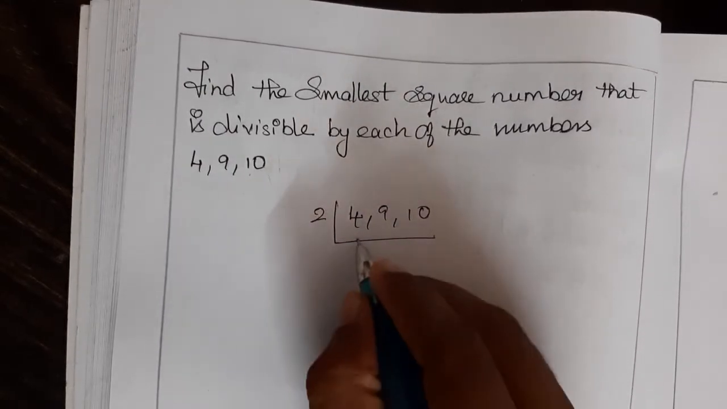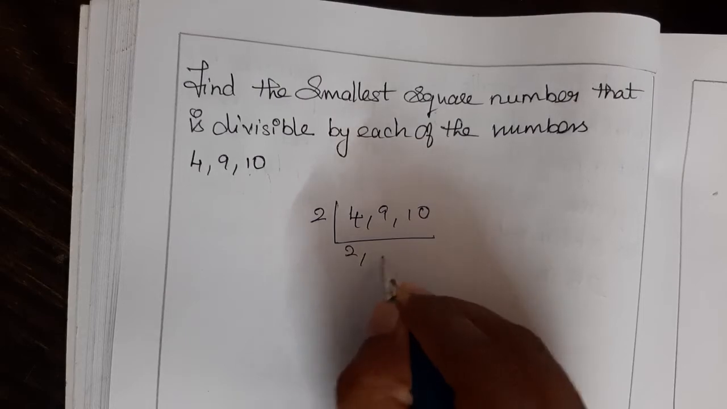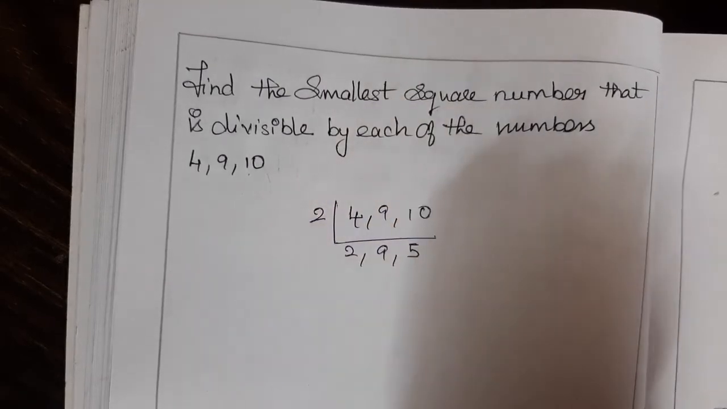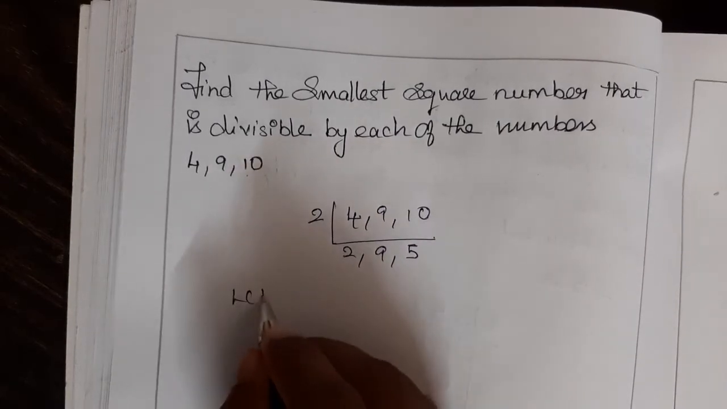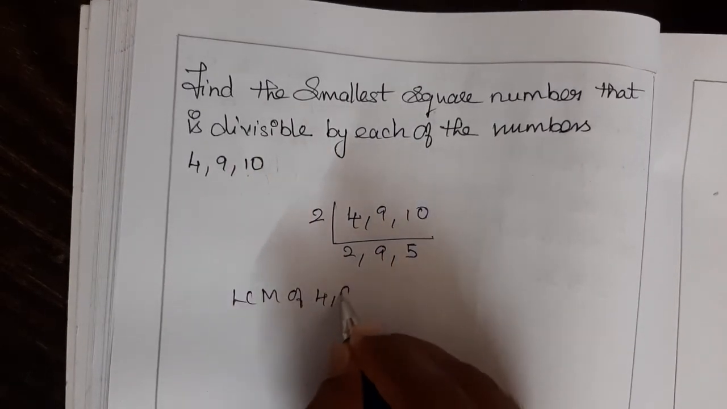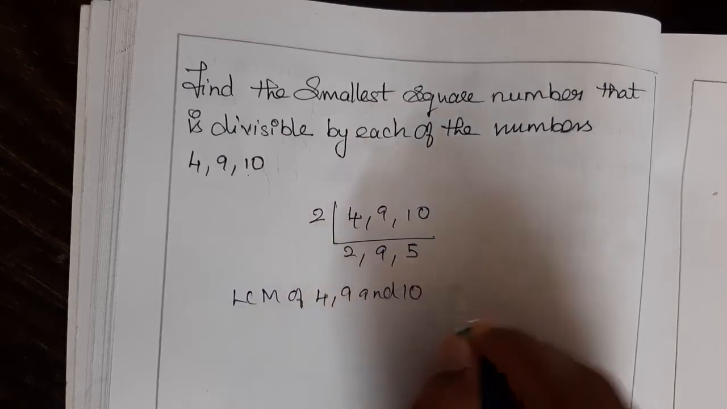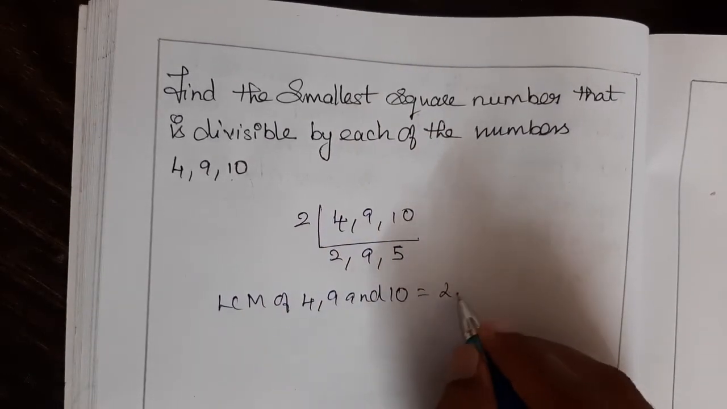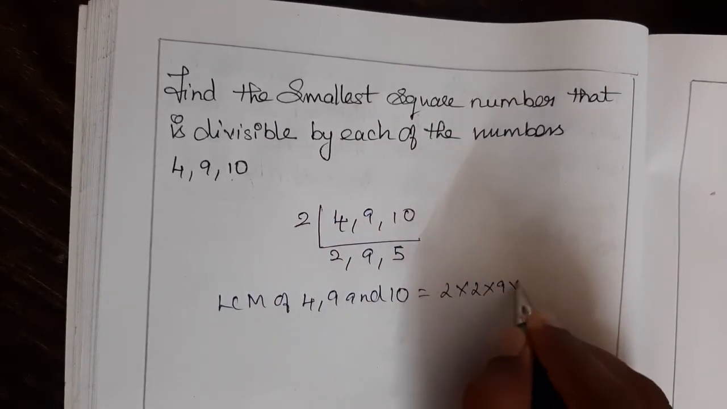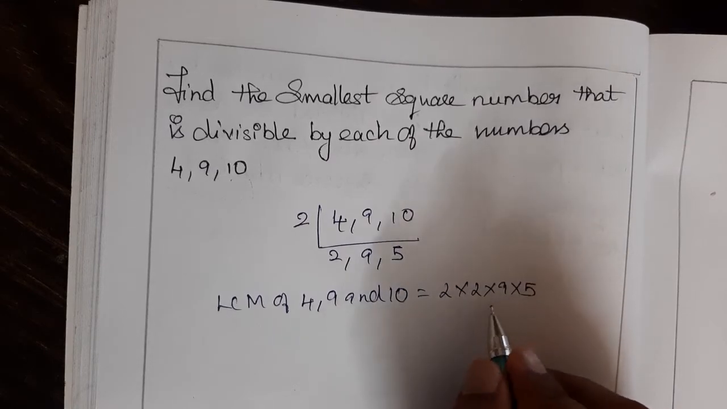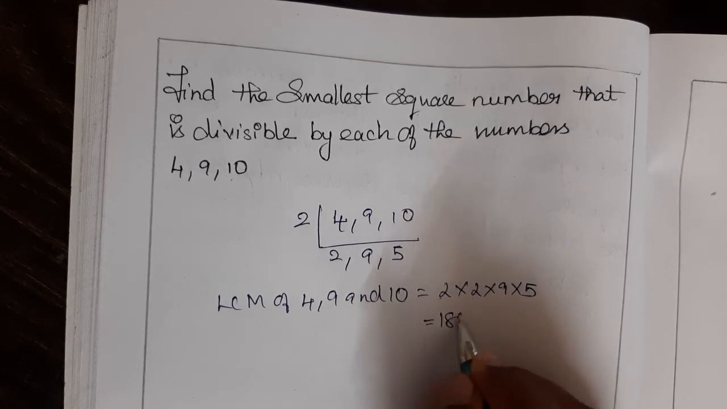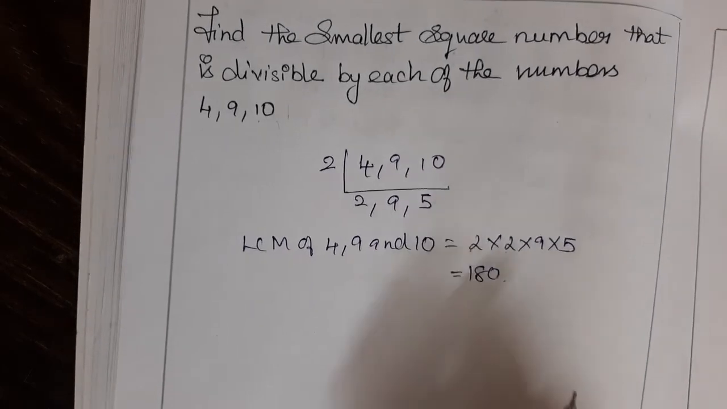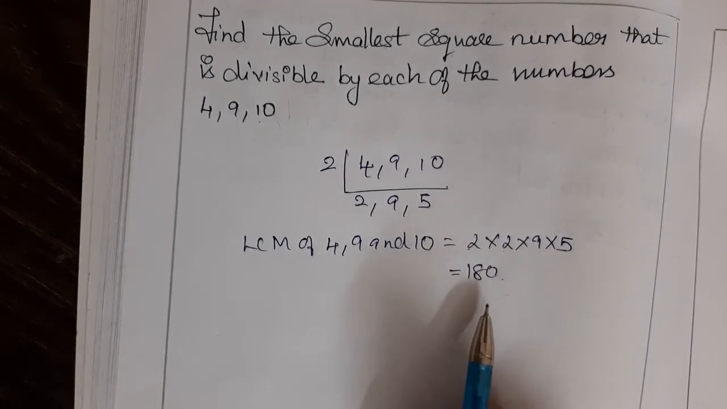So 4 is 2 times 2, then 9 and 5, right? That's it. Everything is a prime number, right? So the LCM of 4, 9 and 10 is equal to 2 into 2 into 9 into 5. 2 twos are 4, 4 times 9 is 36, 36 into 5 is 180. So the LCM is 180. Is 180 a perfect square?